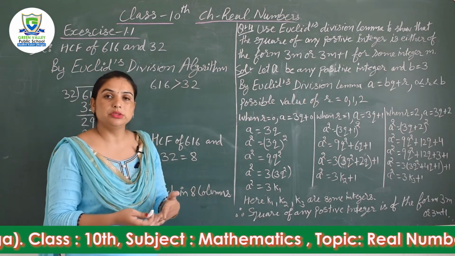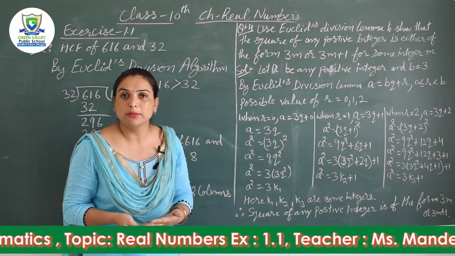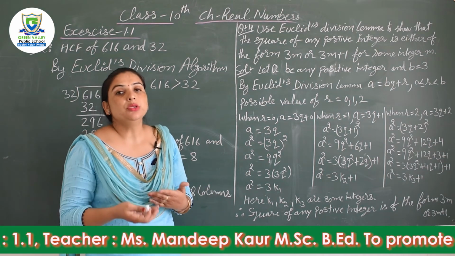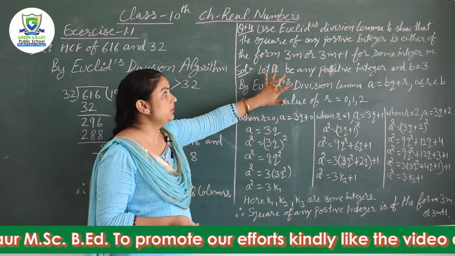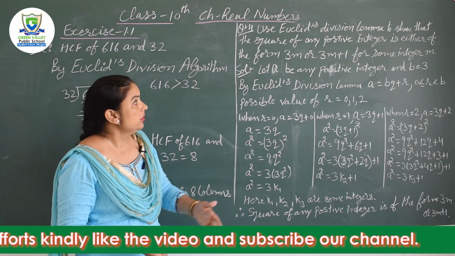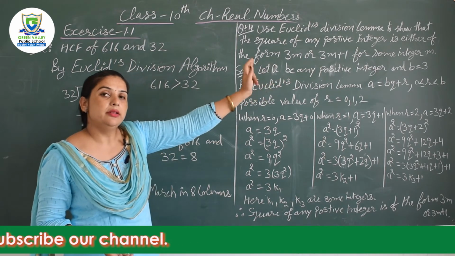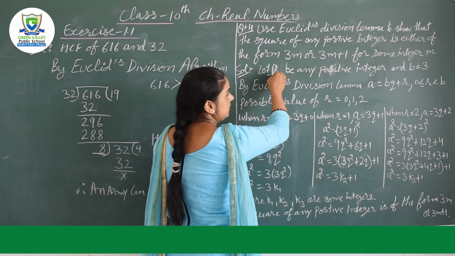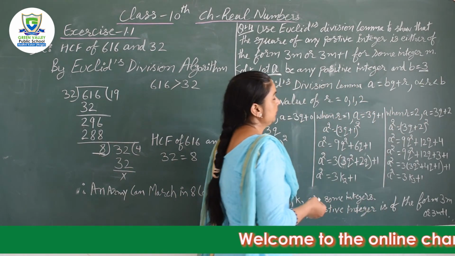Same, first we'll use the Euclid division lemma. By using that we'll put the possible values of r one by one. But here we have to do the squaring of them. So how will we do it? Very first we'll assume let a be any positive integer and the b value will come what? 3, as here it is in the form of 3m and 3m plus 1. So a is any positive integer and our b value is 3.